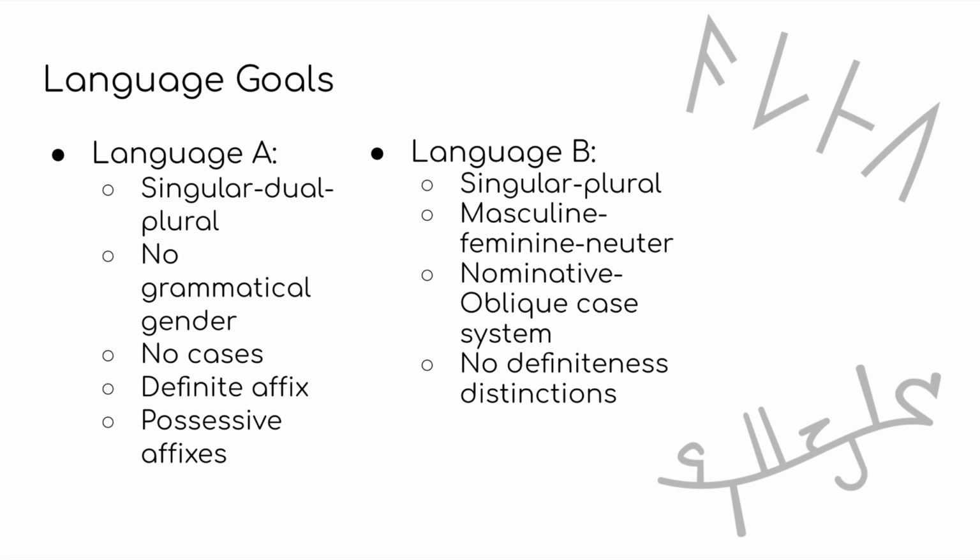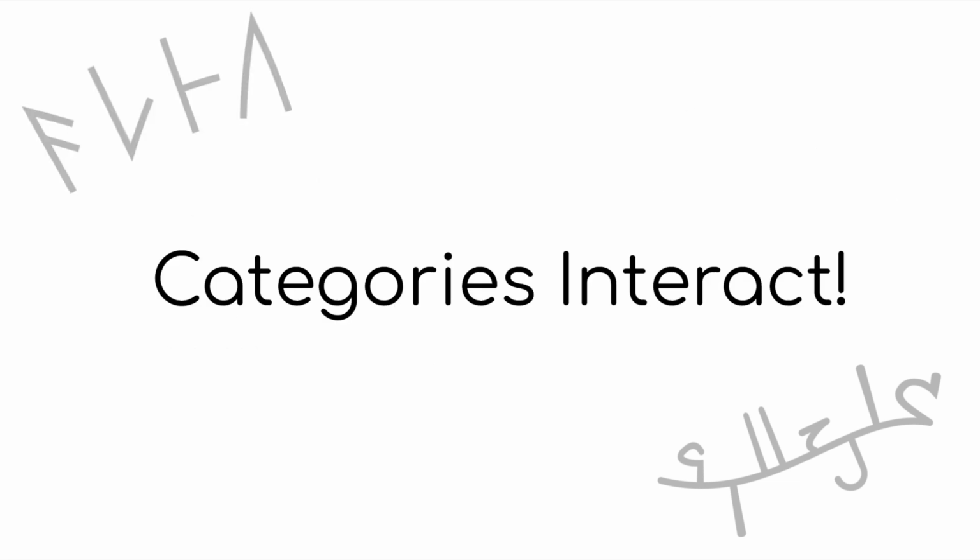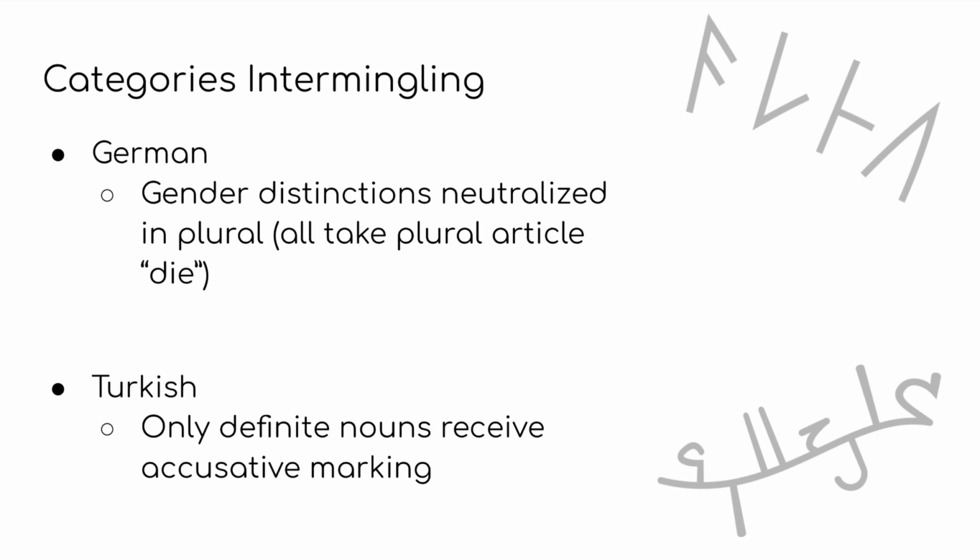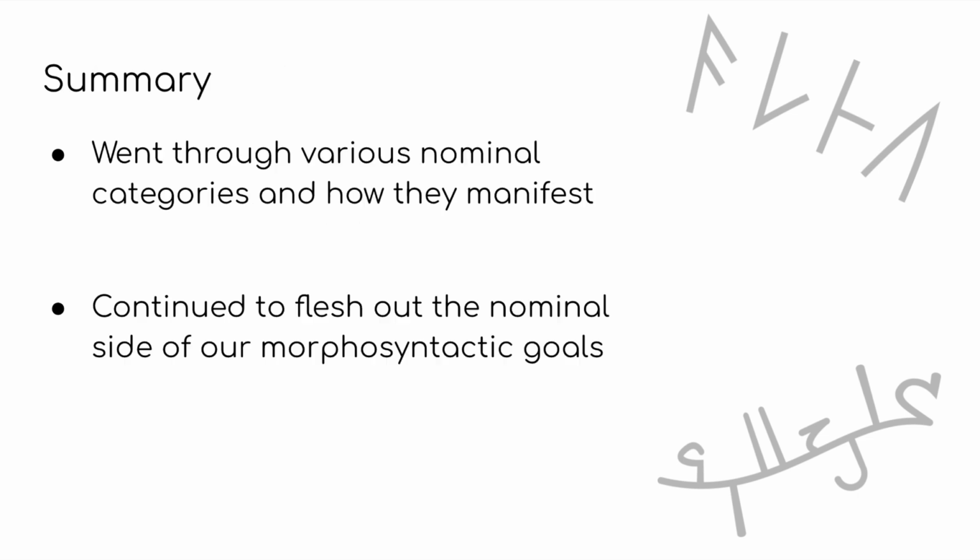They interact in a variety of ways that can give your language quite a bit of flavor. Perhaps gender distinctions are neutralized in the plural, or maybe case marking depends on definiteness. Figuring out exactly how the categories mesh is an important part of the conlanging process. And although we won't be going over all the interactions in detail this time, I wanted to bring it up since it is an important thing to keep in mind, and we will be going over it in more detail later down the line. Anyway, that should be all for this episode.